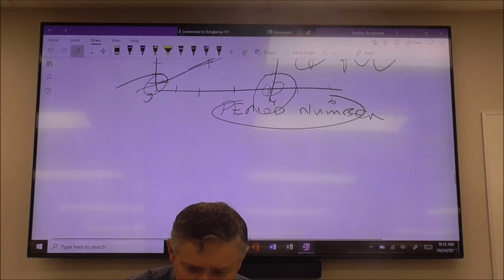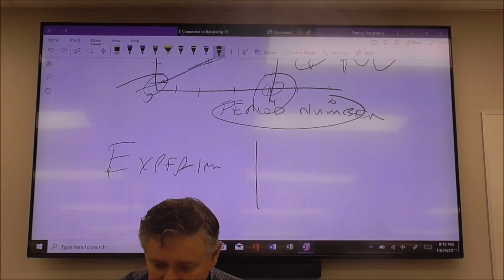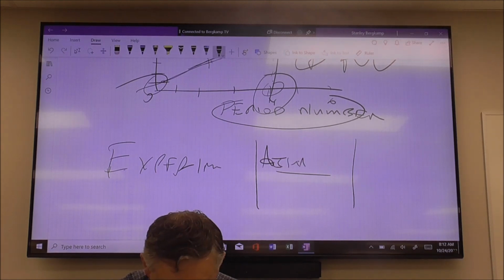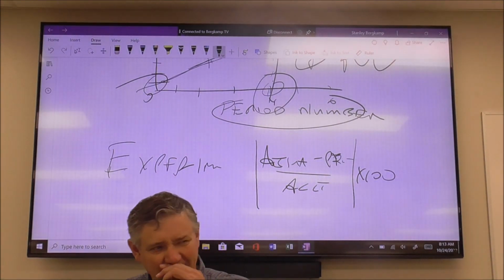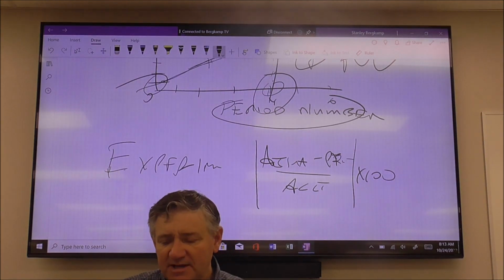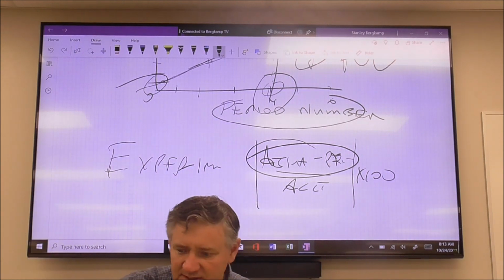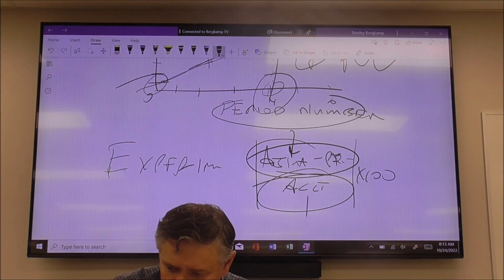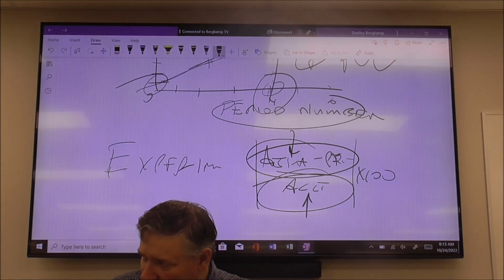Sometimes I call it experimental error, and we're going to use this a lot. This is an absolute value of your actual minus your predicted, and this is on your sheet, divided by actual, times 100. We put it in absolute value so we don't have to worry about negative values. Basically, it's the difference between what you got versus what you should get, divided by the actual value. Your actual value is what you're going to get from the internet.